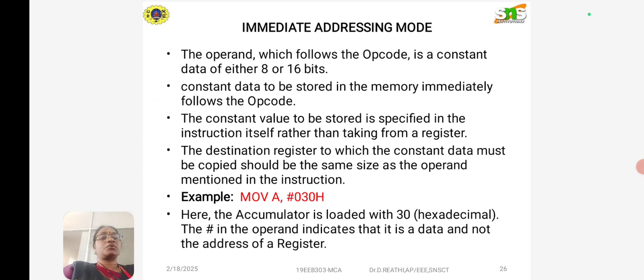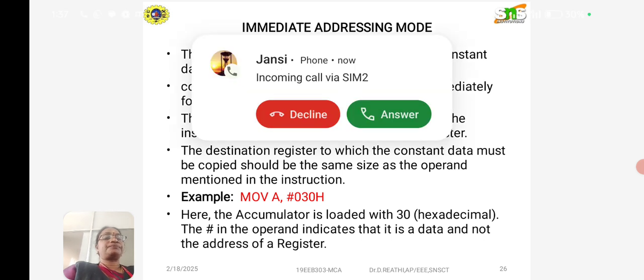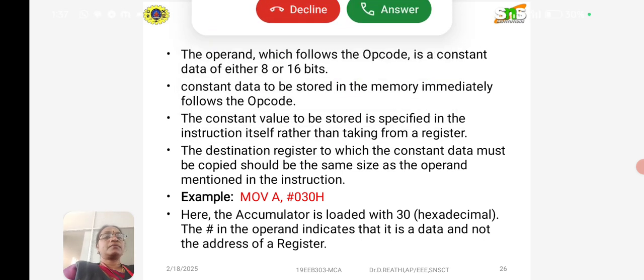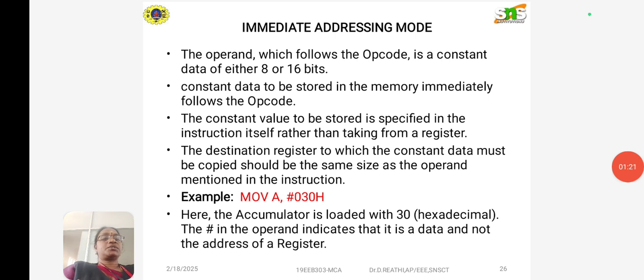In immediate addressing mode, the operand which follows the opcode is constant data of either 8 or 16 bits, and the constant data to be stored immediately follows the opcode. The constant value to be stored is specified in the instruction itself rather than taken from a register. So the destination register to which the constant data must be copied should be the same size as the operand mentioned in the instruction.